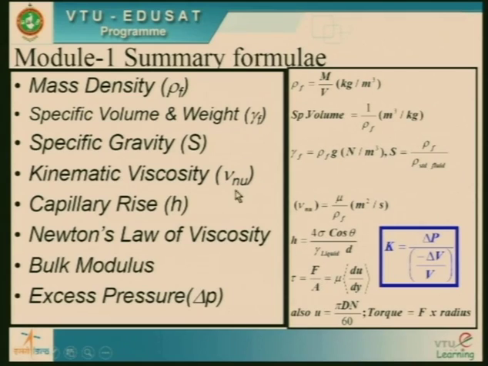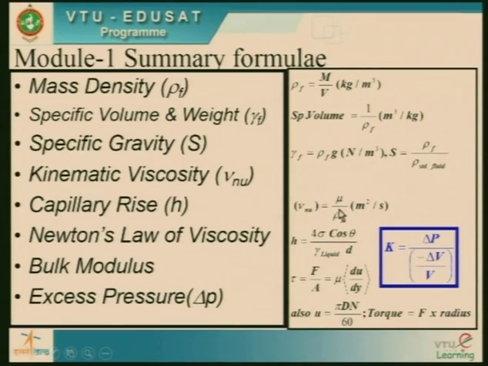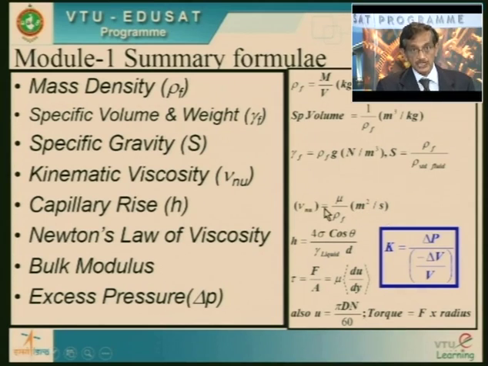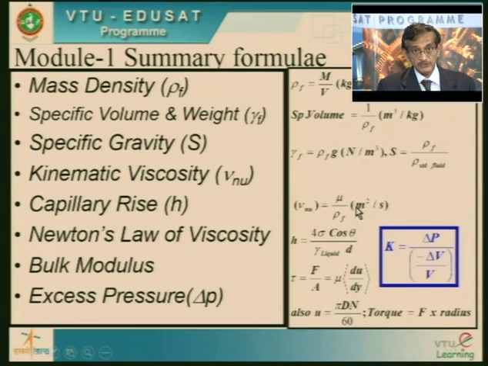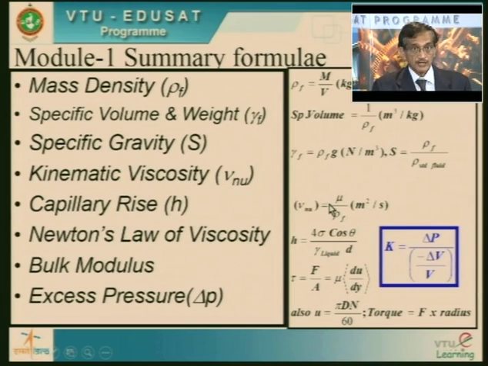There is one more term called kinematic viscosity. You can see in the fourth bullet, the kinematic viscosity is defined as the ratio of dynamic viscosity to the density of the fluid. The unit is meter square per second. Normally the SI unit is meter square per second. The CGS unit is stokes, which is centimeter square per second, and we have one more, the centistoke, which is 1/100th of a stoke.